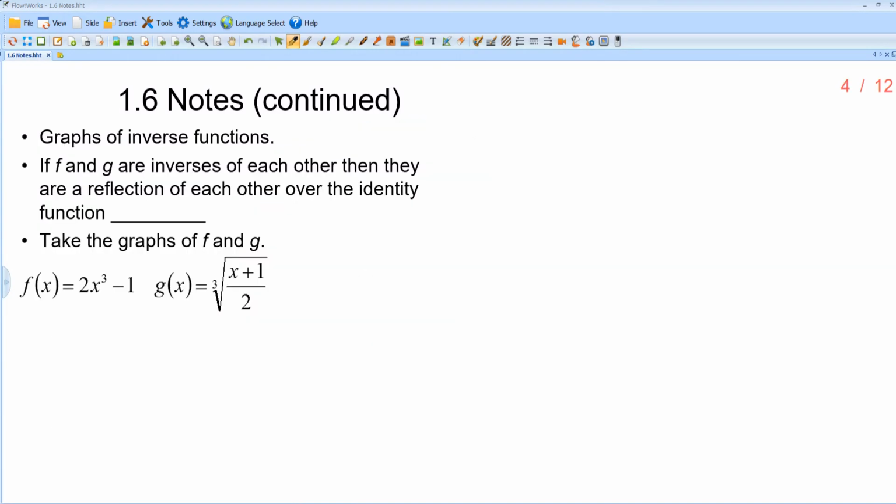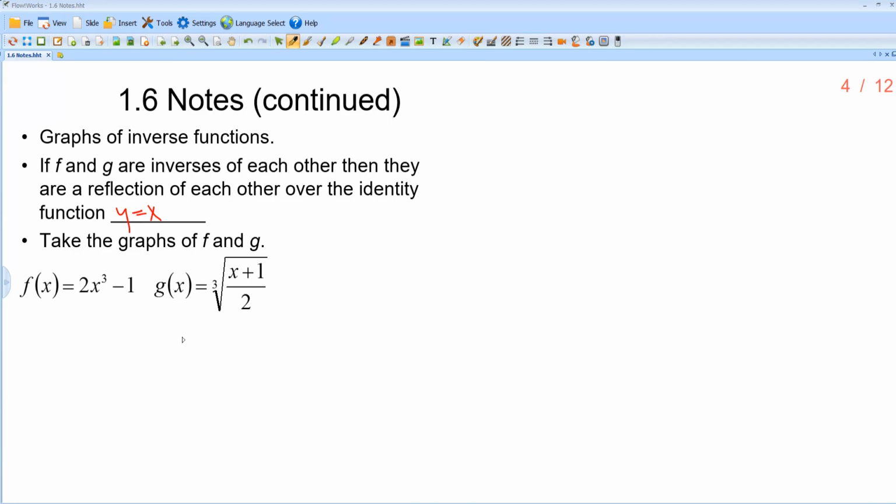All right, then graphs of inverse functions. If f and g are inverses of each other, then they are a reflection of each other over the identity function. So we have y equals x. That's our identity function. And what we're saying is that we should see a reflection over that line y equals x.